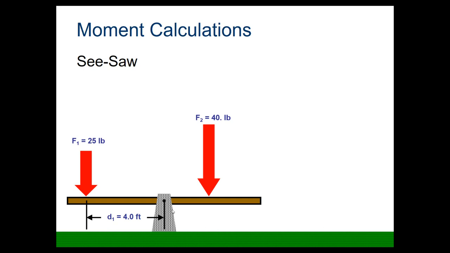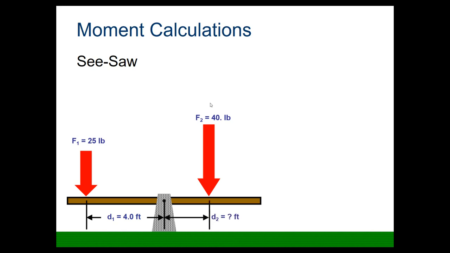Now, we weren't looking at it from a moment calculation perspective. We were talking about it as a simple machine and levers, and we had our rules for levers. But really, the rules for levers are moment calculations, because we're going to say the moment caused by this force should be equal to the moment caused by this force, but opposite direction. So for those to balance, for them to be in equilibrium, the moment caused by this and the moment caused by this should be equal and opposite. They should cancel each other out.